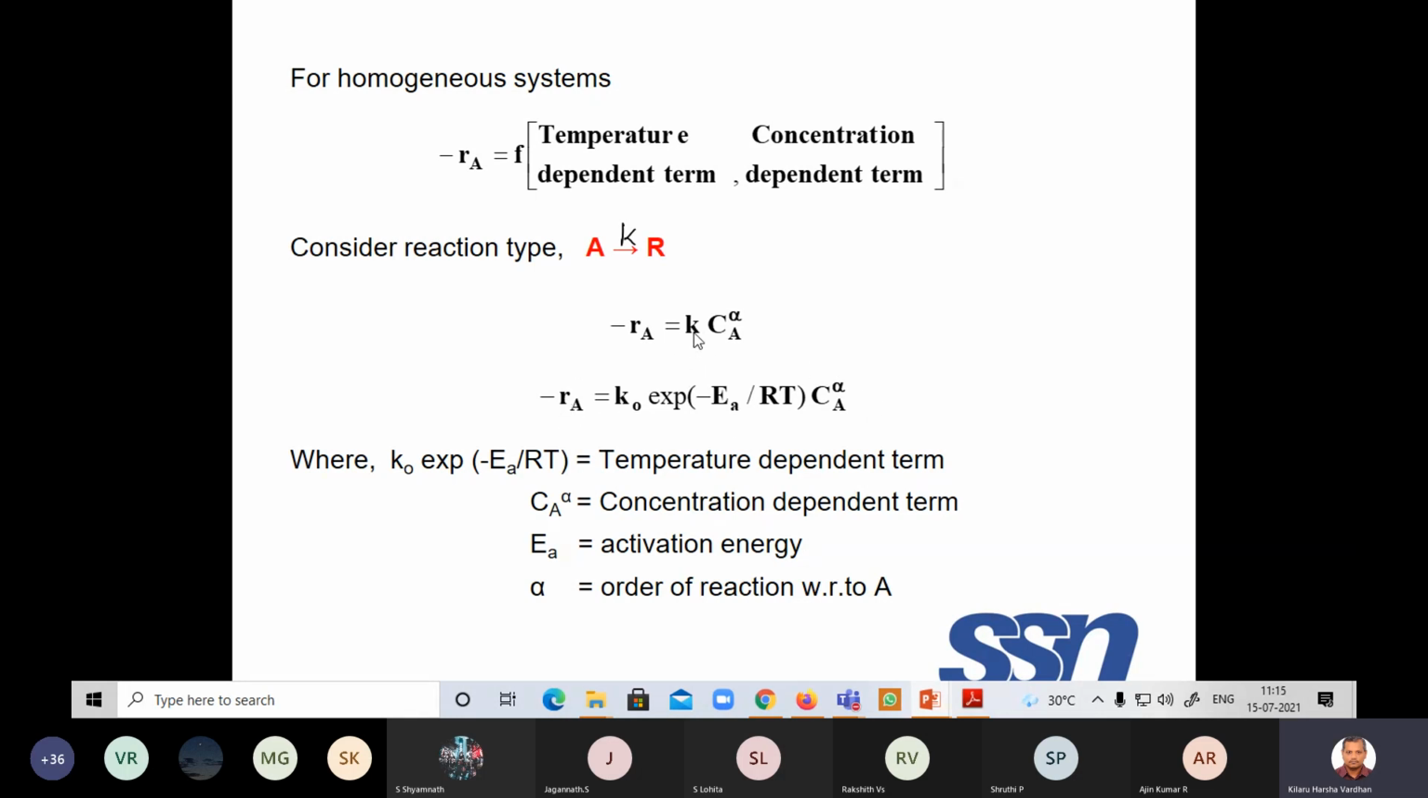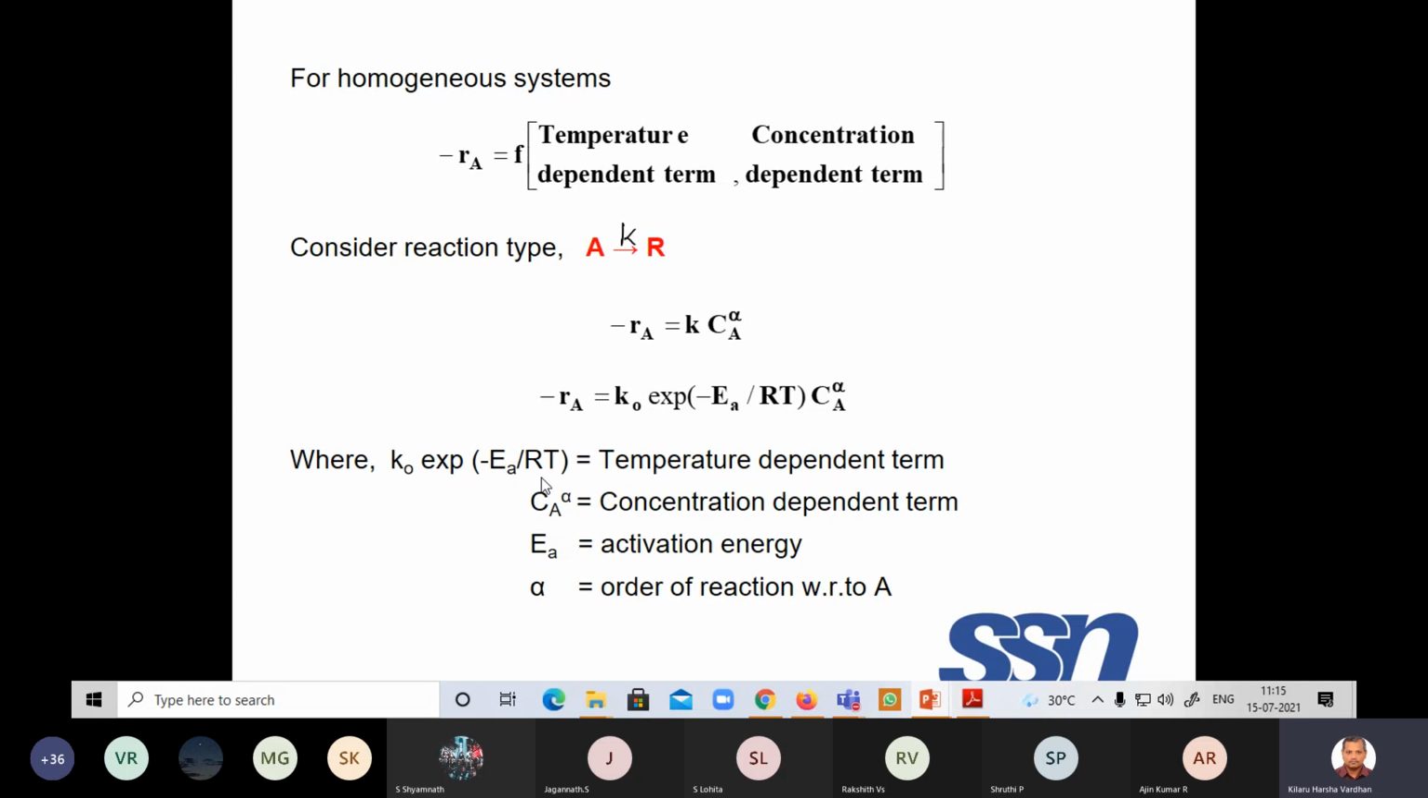But since K is a strong function of temperature, an exponential function of temperature, as long as the temperature is constant, you can assume that K is constant. But if the temperature is increasing, then you cannot take K as constant. Right? So you have to express this in terms of this and then do some integral things.